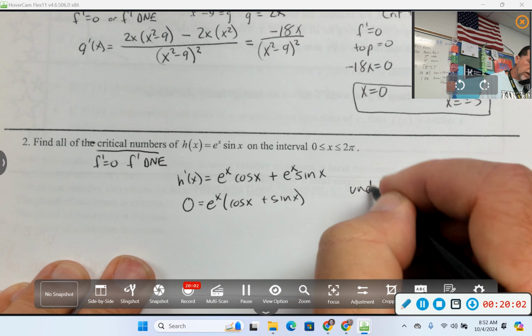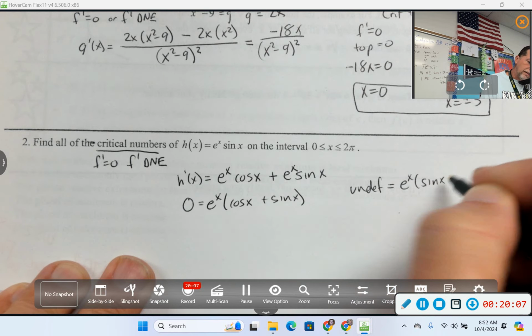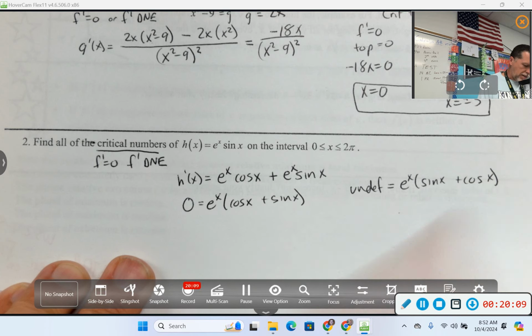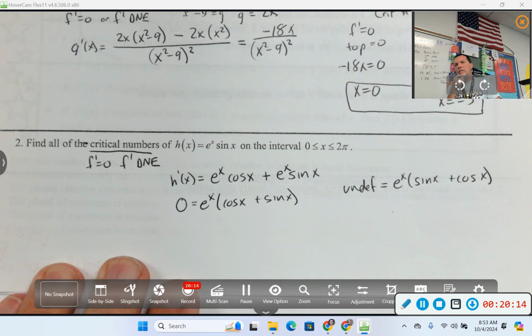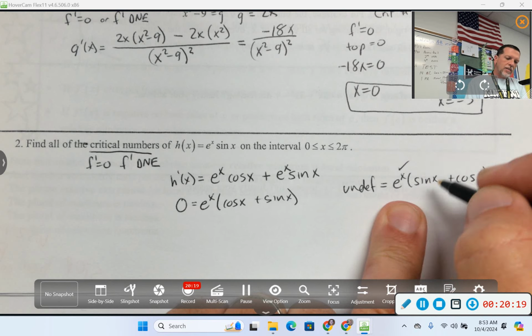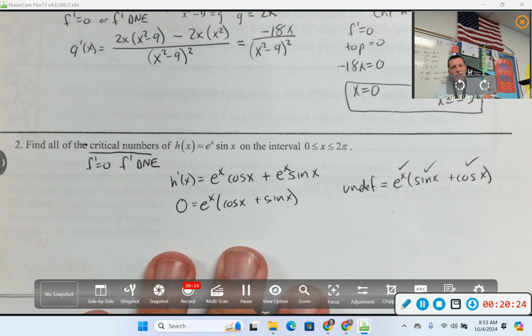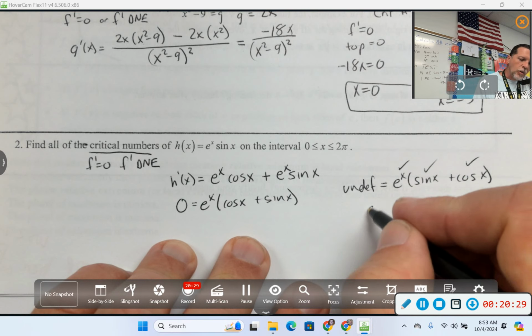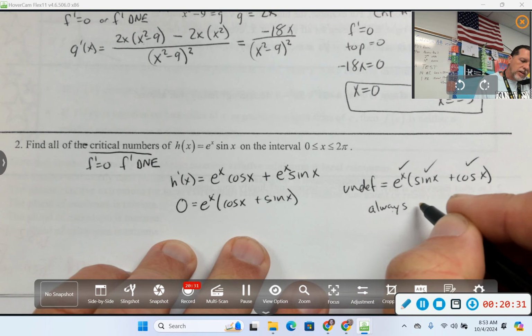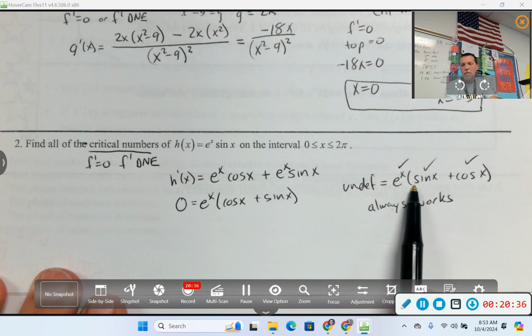And I want to know where it's undefined. This looks weird. Undefined equals... That's not really good math right there. But we want to know where it's undefined. The undefined one's easier because e to the x is always defined. Sine of x is always defined. Cosine is always defined. And so any combination of defined functions, multiply, add, whatever, it's always defined. So no critical points from that part of the problem.